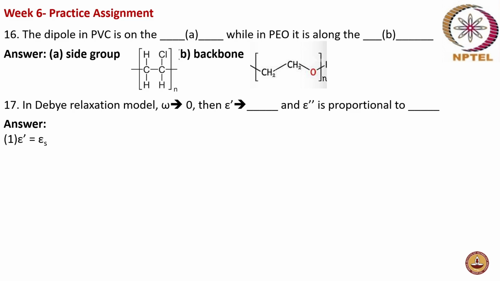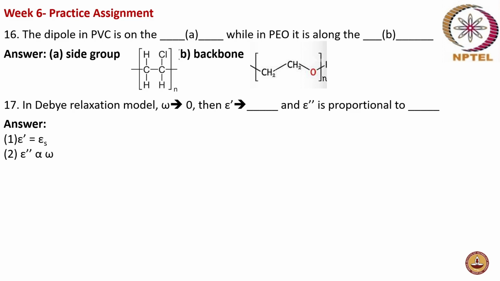In case of when the frequency, the angular frequency is very low, when the applied frequency is at very low frequencies, it becomes more of a dielectric material. And what happens to the dielectric loss is that it becomes proportional to omega. Okay.